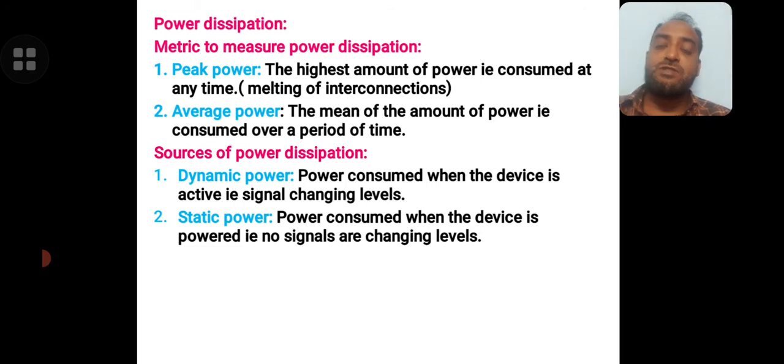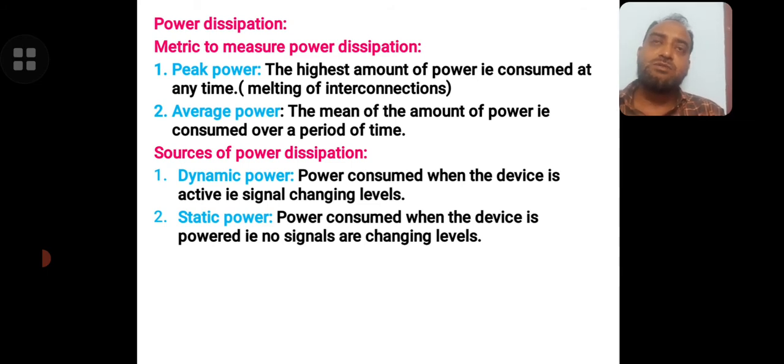Now, sources of power dissipation may happen in two ways. One is dynamic power dissipation, another is static power dissipation. Dynamic power dissipation is the one which happens when the inputs are changing. When the input levels are changing from 1 to 0 and 0 to 1, it is called dynamic power dissipation. Whereas static power dissipation is power consumed when the device is powered on and no signals are changing.